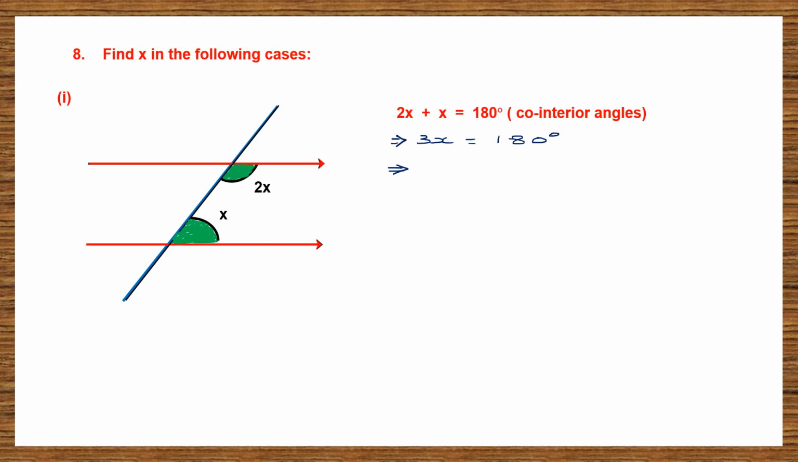Now we can find the value of x. X is equal to 180 degrees divided by 3, because I have taken the 3 from here and I have transposed it to the right hand side. It's multiplication on the left. When it comes to the right, it becomes division. Now I can cancel. 3 ones are 3. Now 3 sixes are 18 and a 0, 60 degrees. So we have found the value of x. X is equal to 60 degrees.